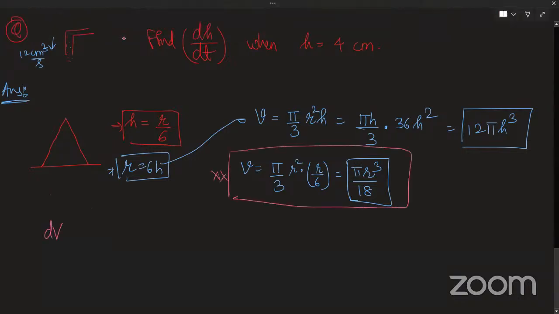Okay. So can you just tell me what will be my value of dv by dt? dv by dt would mean dv by dh into dh by dt, right? Can you tell me what will be my value of dv by dh? The derivative of 12 pi h cube. What is the derivative of 12 pi h cube with respect to h?